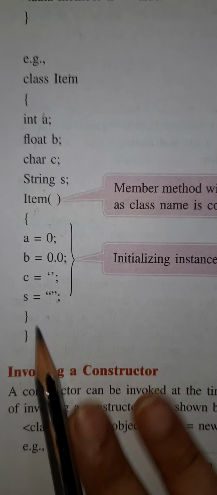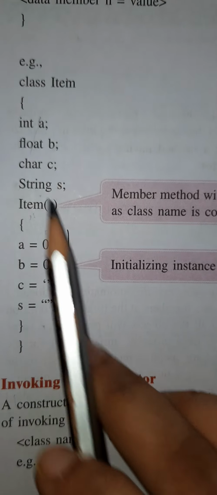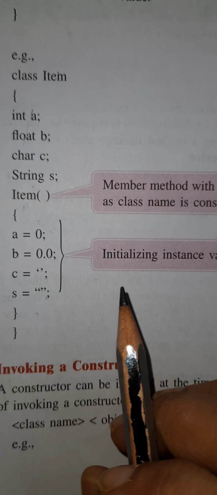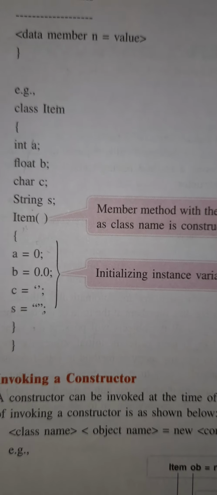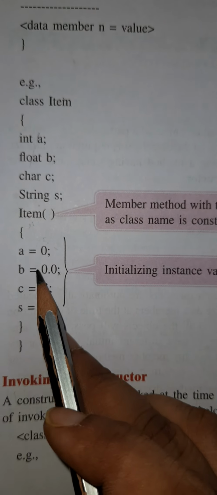So why is the constructor mainly used? Like when we are calling an input method, and in the input method we are inputting a and b.